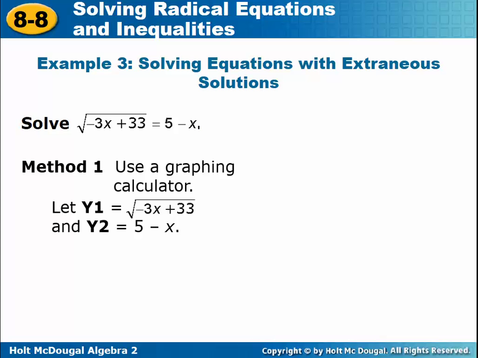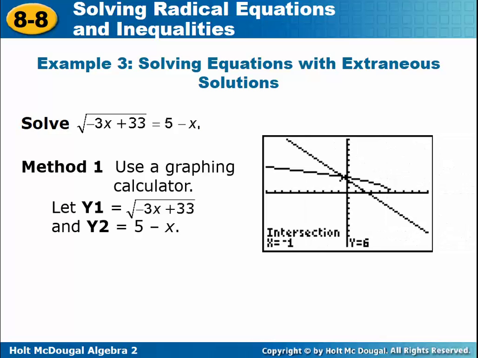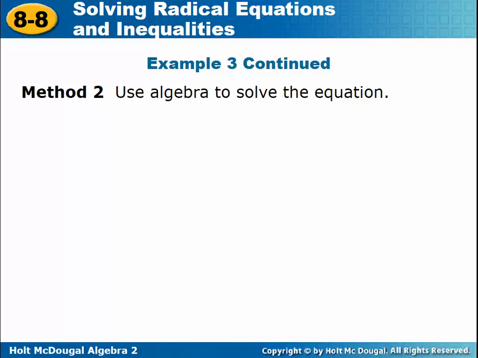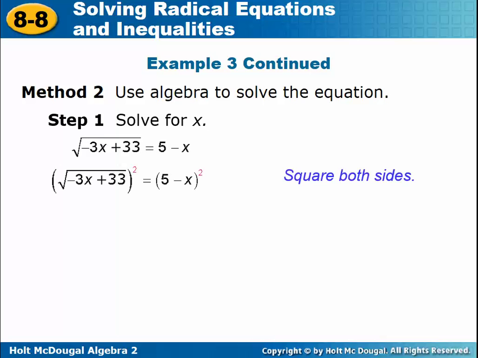Oh, they're first going to use a graphing calculator to look and see what they think the solution will be. They see that there's one solution at negative 1. But when we solve this algebraically, we might find 2 solutions. So we're going to square both sides.